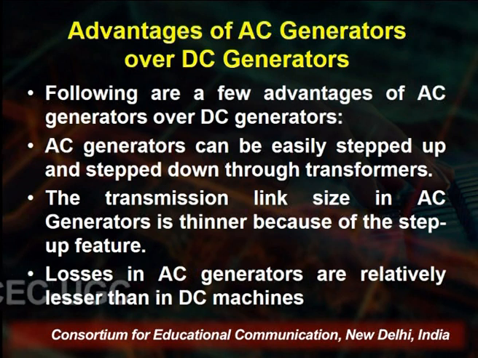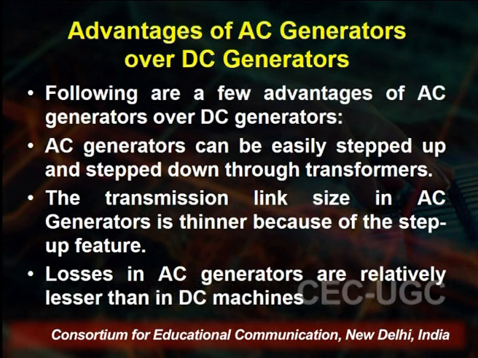output. Now, what are the advantages of the AC generator over the DC generator? The AC generator can easily be stepped up and stepped down through a transformer. The second advantage is that the transmission line size in the AC generator is thinner because of the step-up feature. Losses in AC generators are relatively lower than in the DC machine. The size of the AC generator is smaller than the DC generator.